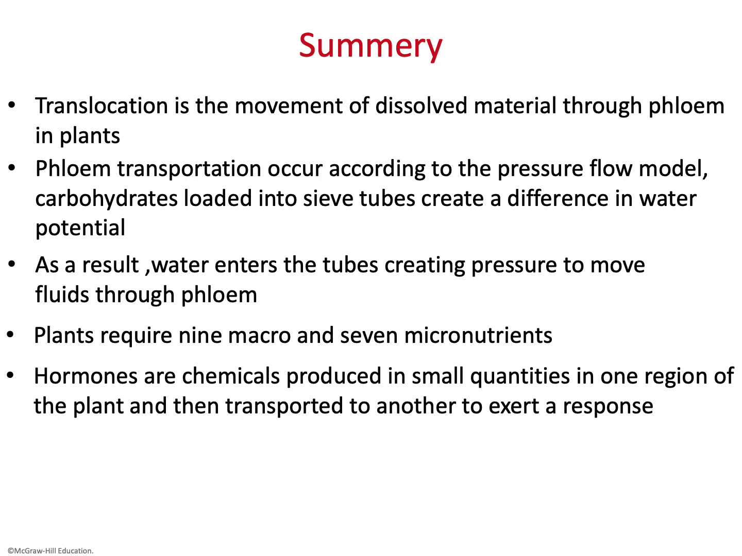Plants require 9 macronutrients and 7 micronutrients. Hormones are chemicals produced in small quantities in one region of the plant and then transported to another to exert a response.